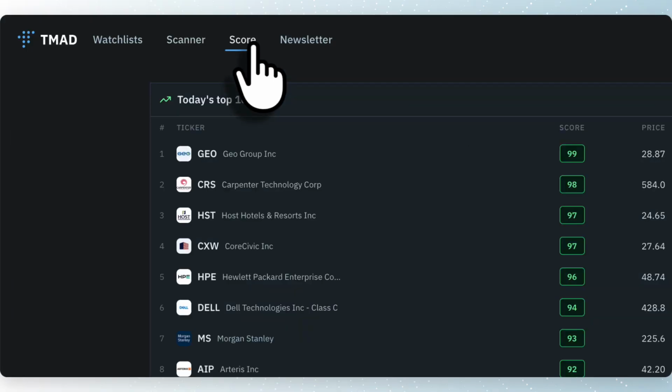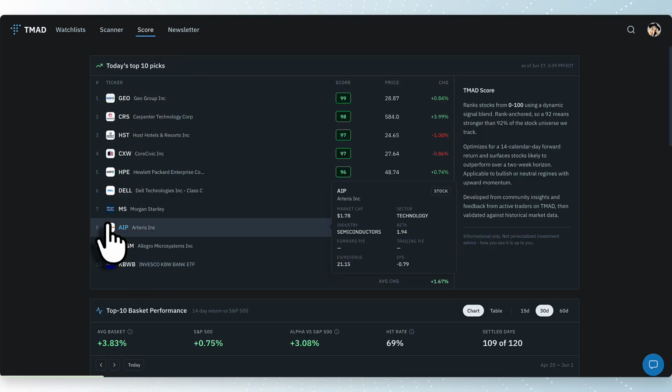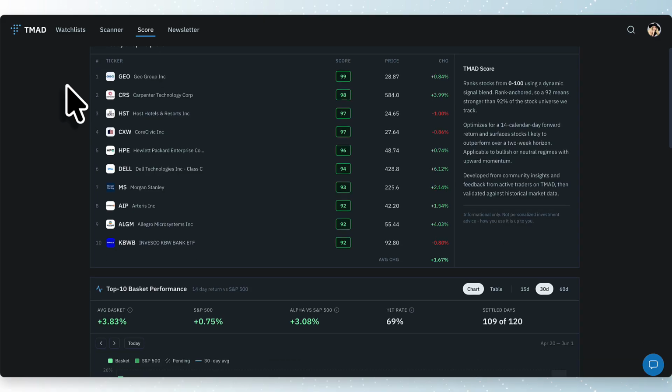And then you can go to score. This is our secret strategy that we have our members trade algorithmically, and it shows us every day top 10. You simply, I have 4 portfolios opened. You buy the 10 at the open and hold for 14 days and then sell.